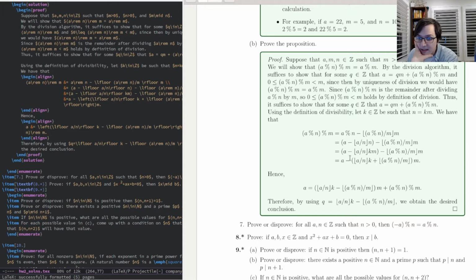Okay, so the minus minus turns into a plus. And so we put this onto the other side. So then a is that quotient times m plus this remainder. And so we get what we want.